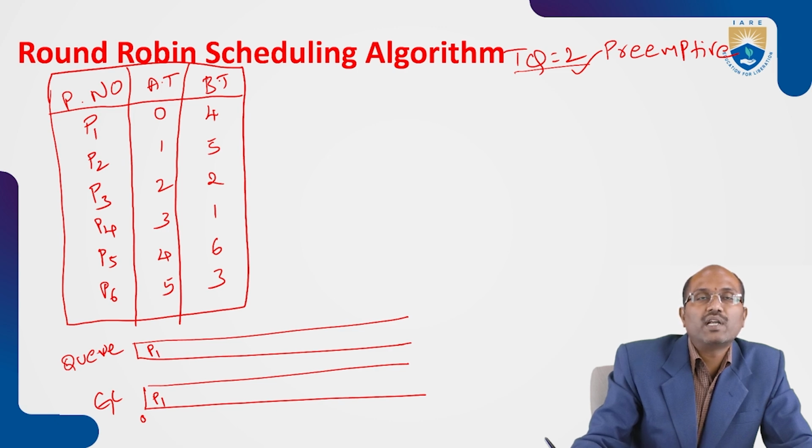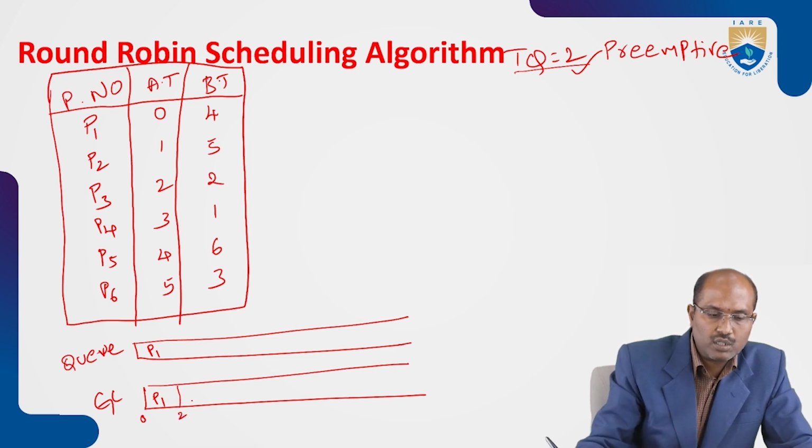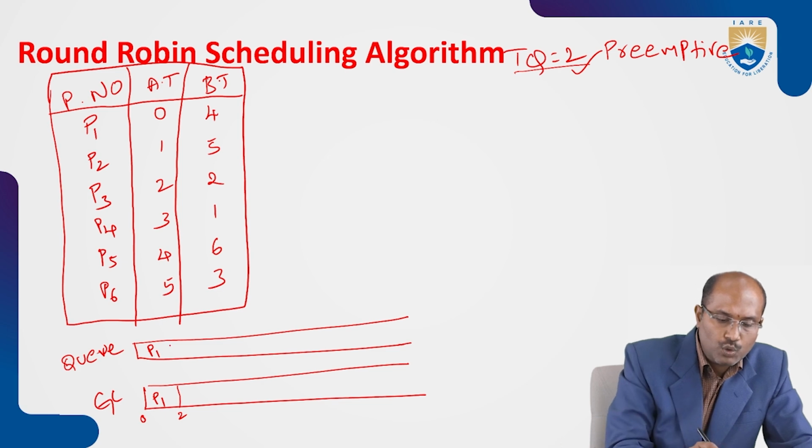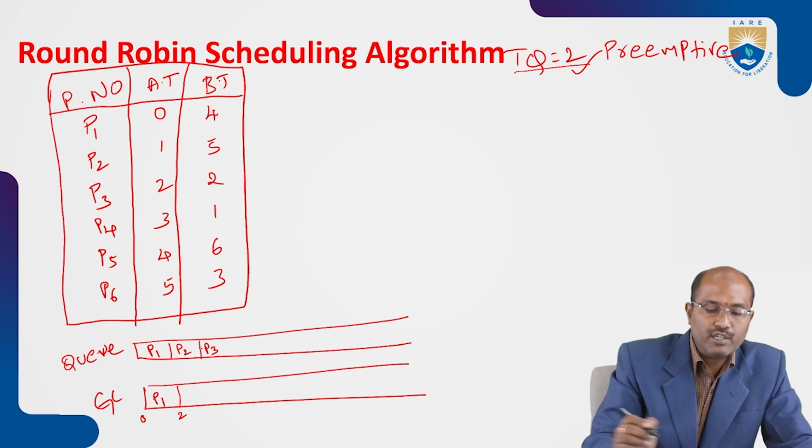Once P1 enters into the queue, the time quantum is 2 units of time, so it executes. Once it executes 2 units of time, then in the queue P2 enters, arrival time 1, and at arrival time 2, P3 also enters into the queue. So P1 executed 2 units of time, so P1 again enters into the queue.